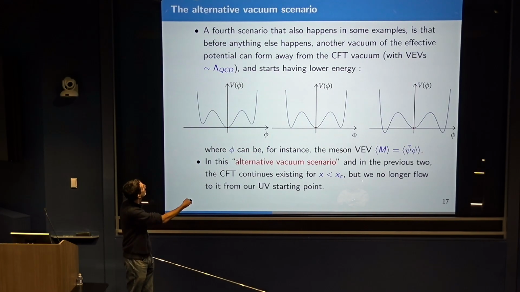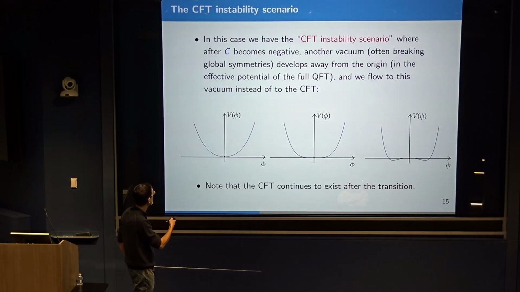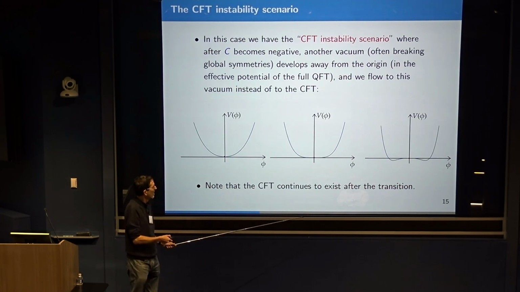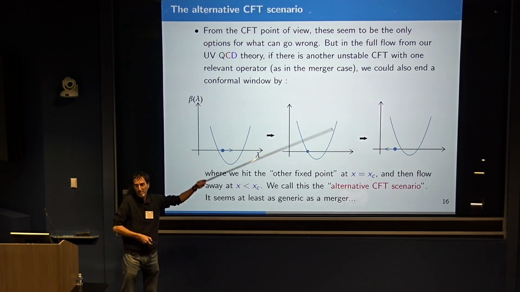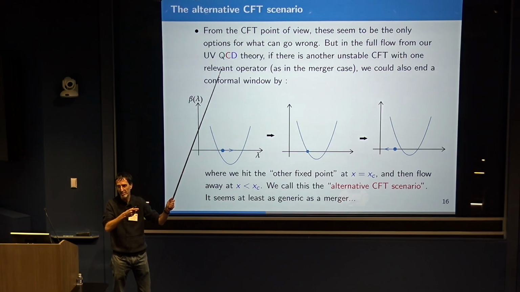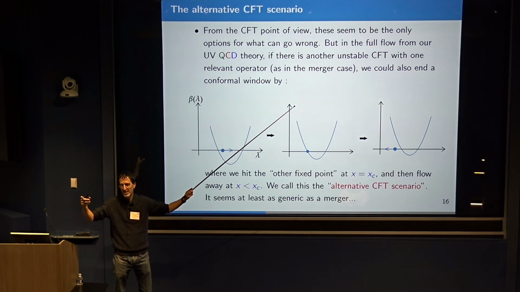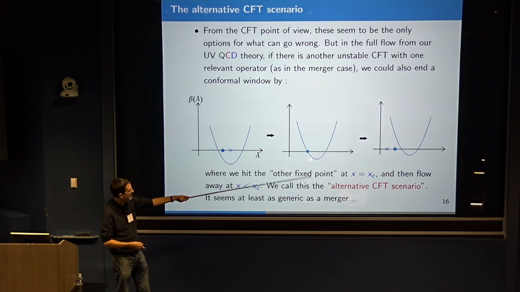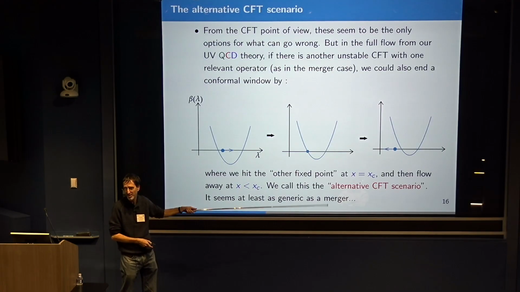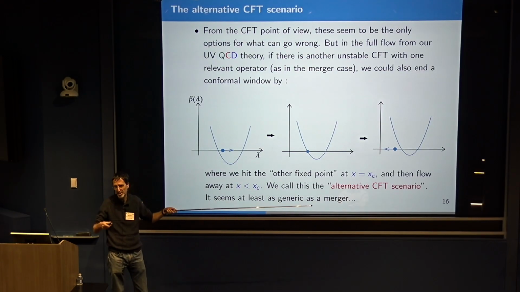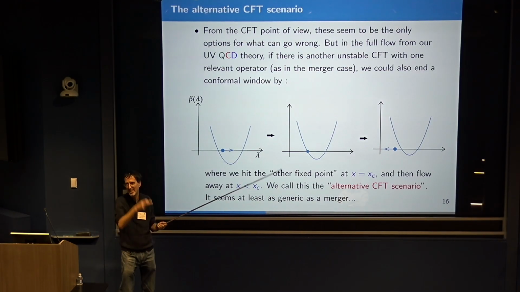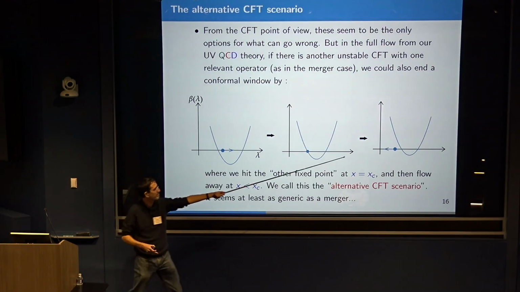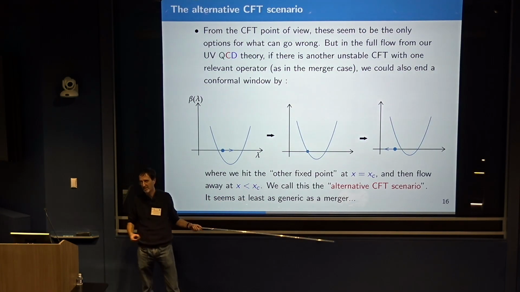It's more like a property of boundary conditions on your flow, no? That's right. So this scenario is, I mean, we're discussing flows from a very specific UV completion of just the UV-free QCD to low energy. So indeed, this scenario is not intrinsic to the low energy theory, but we're following a family of RG flows from a specific UV starting point, and then in that specific family of RG flows, we could have this alternative CFT scenario.